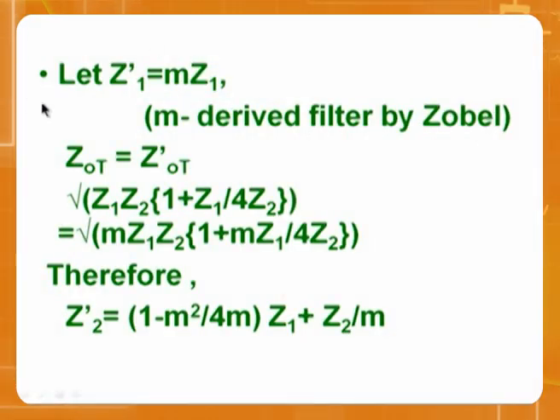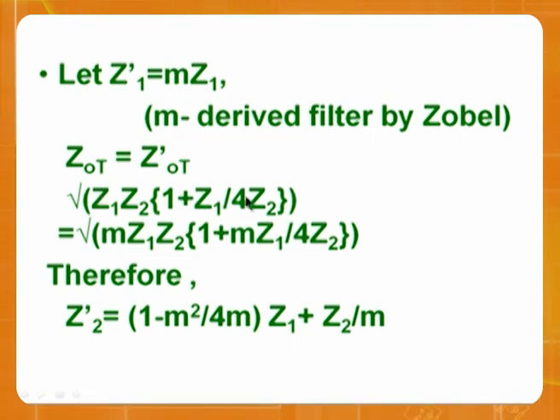What Joubel assumed is Z1 dash is equal to MZ1. And then because Z0T should be equal to Z0T dash, what does it mean? Constant K impedance and M derived filter impedance both should be equal. Otherwise, the very purpose of conversion should not affect the impedance. Therefore, you have this impedance. This is called constant K and this is called M derived. If you equate them, you will calculate Z2 dash, that is (1 minus M square) by 4M into (Z1 plus Z2 by M).